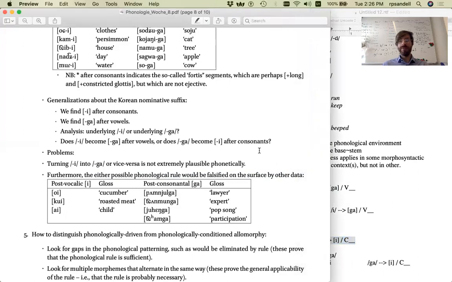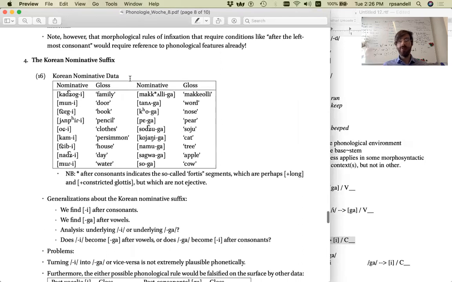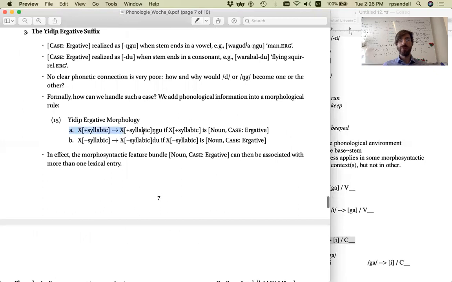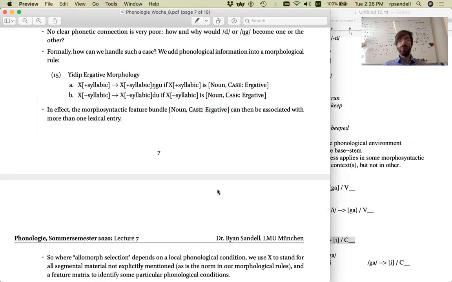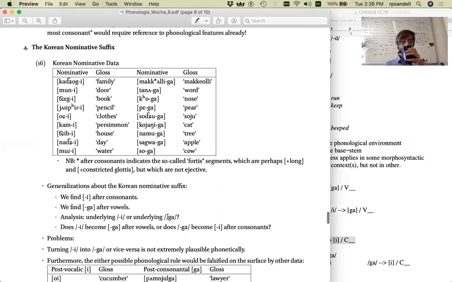So other data in the language makes it impossible for either of these two rules to actually exist in the language. This means that we would need to try to explain the allomorphy in Korean in the same way that we just did above for Yidin, to assume that there are two different morphological rules realizing nominative case in Korean, one which adds a suffix e if the stem ends in a consonant, and one which adds a suffix ga if the stem ends in a vowel.